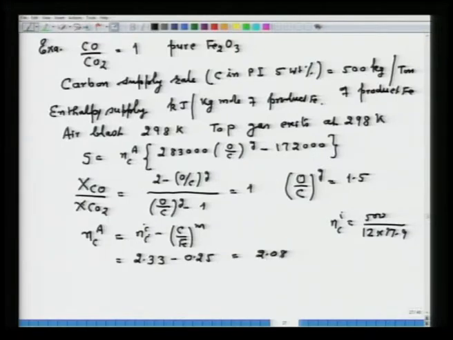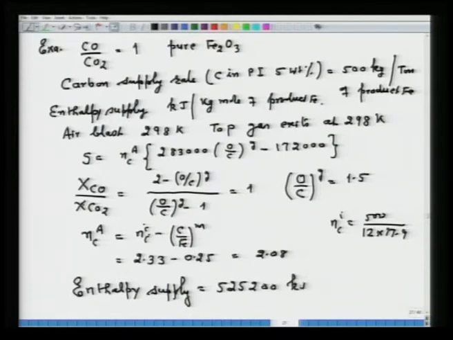So, if I substitute the value of O by C G and NCA into the supply equation, then I can easily calculate the enthalpy supply. That will come equal to 525,200 kilojoule per kg mole. Mind you, it is not pig iron, it is per kg mole of product iron, that is an important thing. Now, here I said that we can do certain modification.